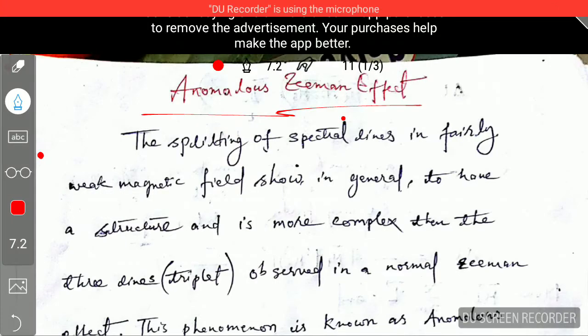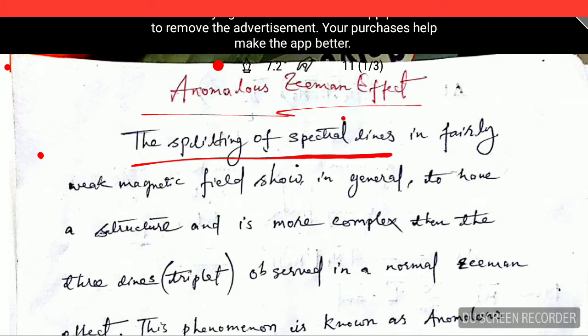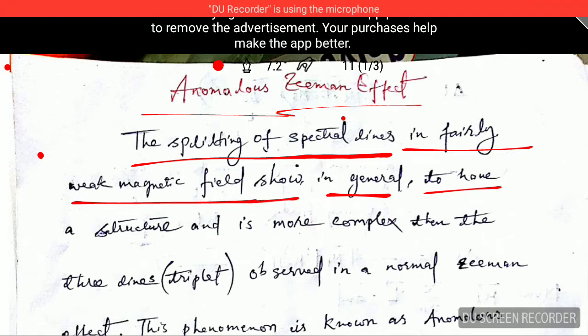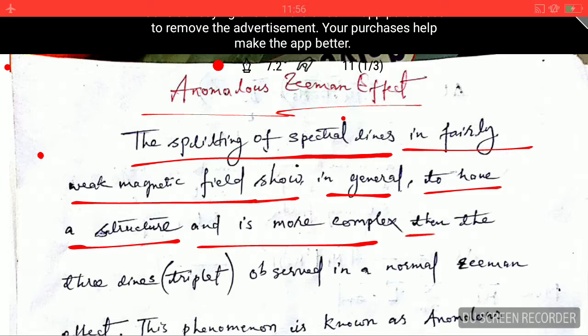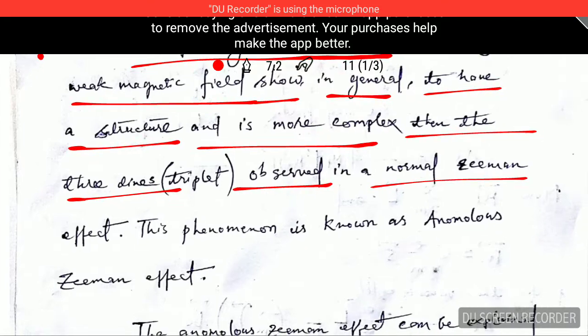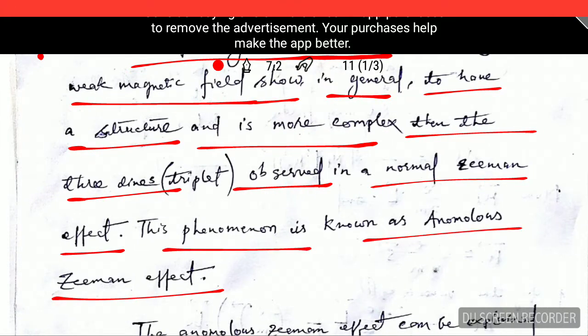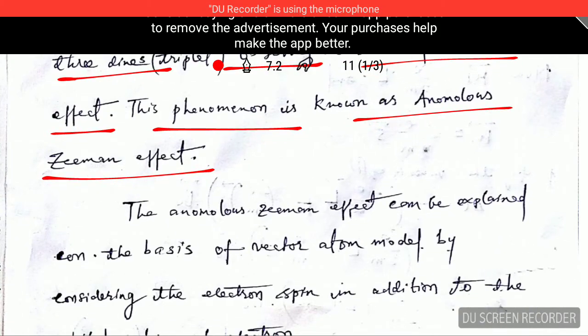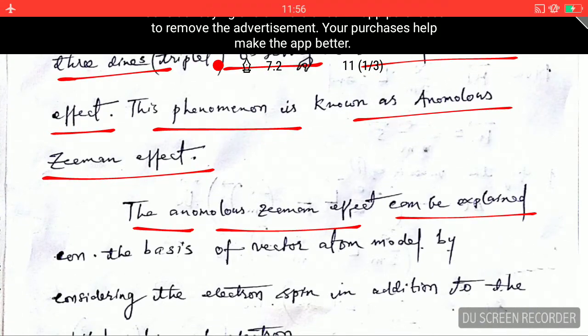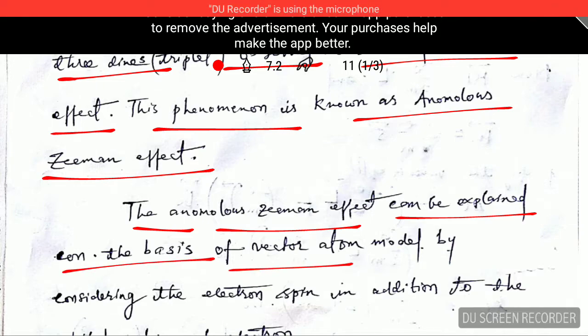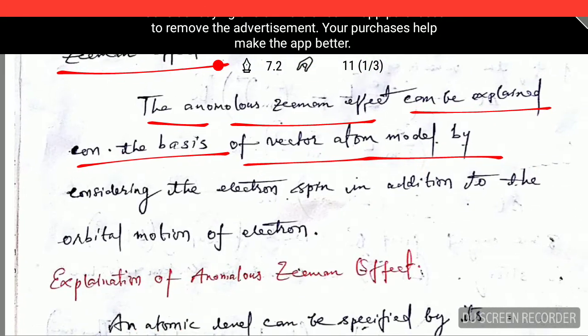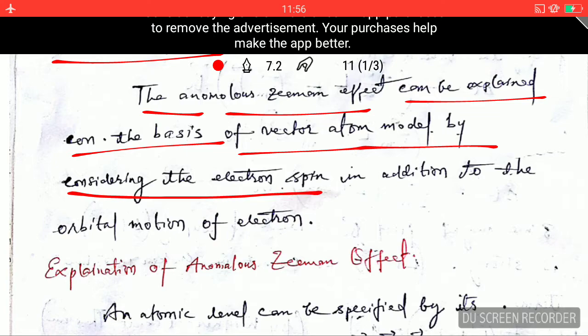So let's see it. The splitting of spectral lines in fairly weak magnetic fields is shown, in general, to have a structure that is more complex than the three lines observed in the normal Zeeman effect. This phenomenon is known as the anomalous Zeeman effect. The anomalous Zeeman effect can be explained on the basis of the vector atom model by considering the electron spin in addition to the orbital motion of the electron.